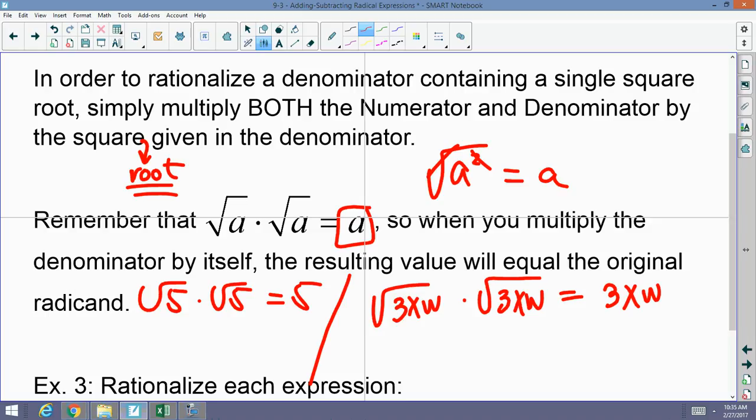Yes, sir. I'm going to show you right now how that works. But they would combine because you're going to multiply them.